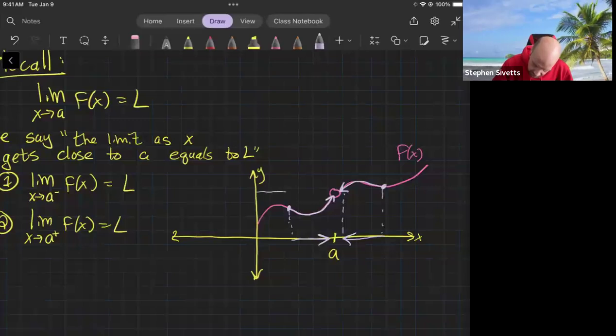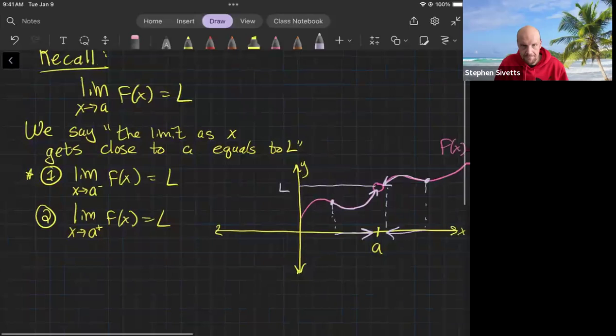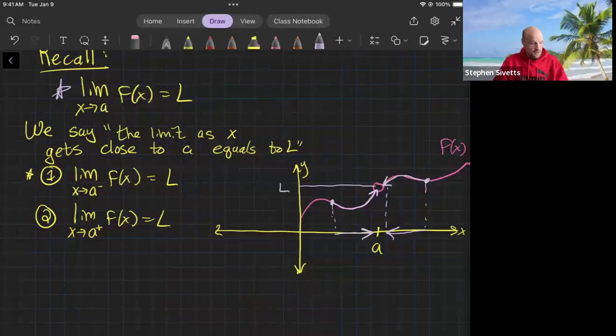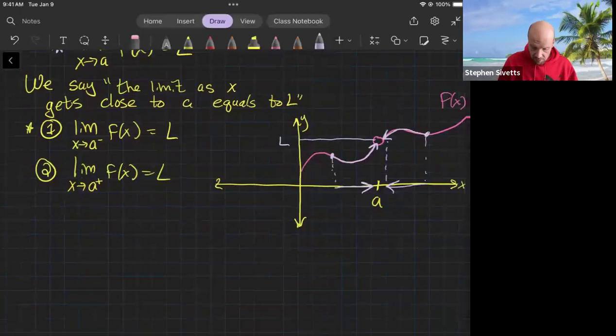And this will be L, right? So it's sort of what's called a call and response action. So if I approach a from values that are less than a and it equals L, and if I approach a from values bigger than a, and it equals the same number, then we can definitely say that the limit equals L. So therefore, your limit exists, right? Otherwise, if they don't equal, the limit does not exist. Okay.